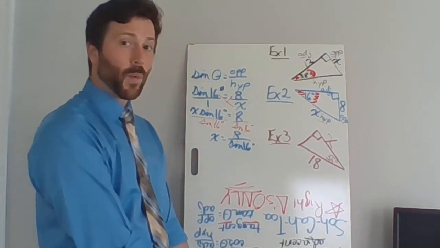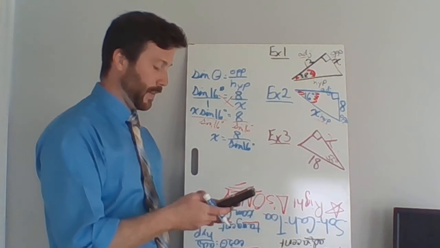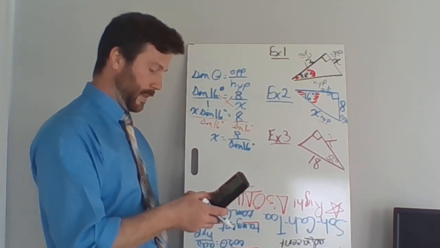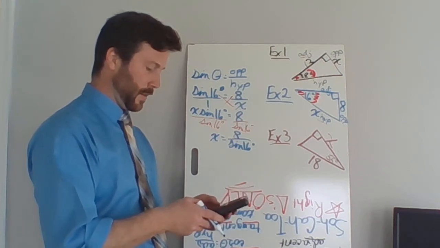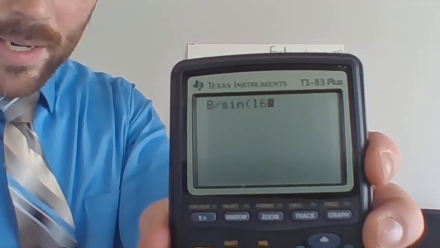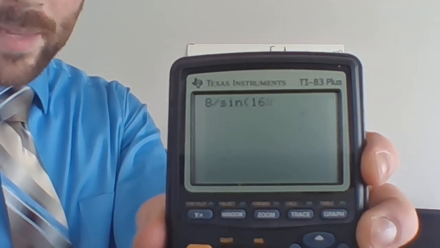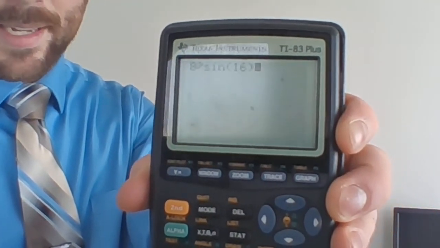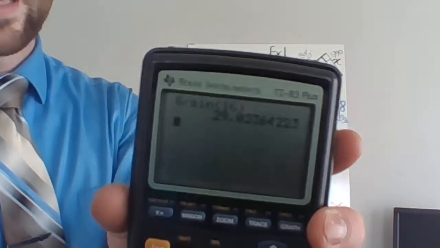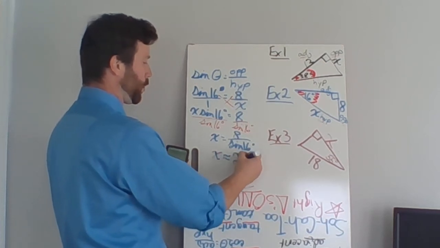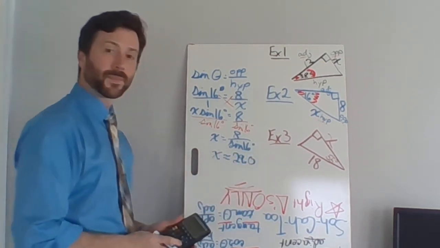Now that's exact. If I want to get a decimal approximation, bring out our friendly calculator and do 8 divided by the sine of 16 degrees. And I'll make sure I'm in degree mode. Okay, good. Now you'll notice that when you press that sine button, it automatically opens up that set of parentheses. We need to make sure that we close those parentheses after that 16. Okay, press equals, and we get about 29.0. So x is approximately equal to 29.0.